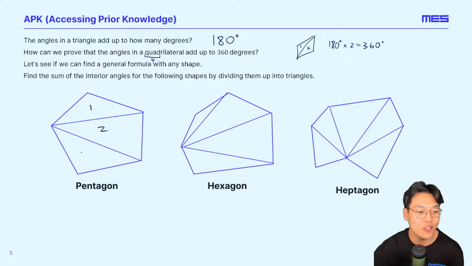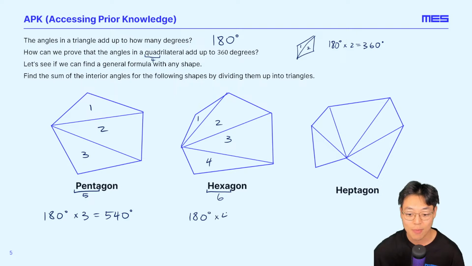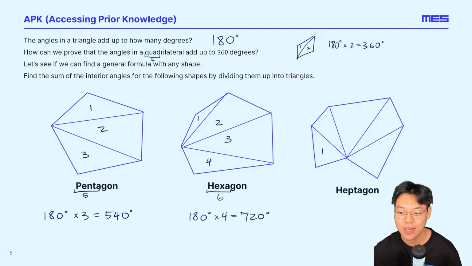So we have 1, 2, 3 triangles. For a pentagon, penta meaning 5, we have 180 degrees times 3, and that's equal to 540 degrees. Ooh, Chiyoung already knows this. So hexa means 6-sided. And this time we have 1, 2, 3, 4 triangles. So we'll go 180 degrees times 4, which is equal to 720 degrees. And then for a heptagon, what do we get?